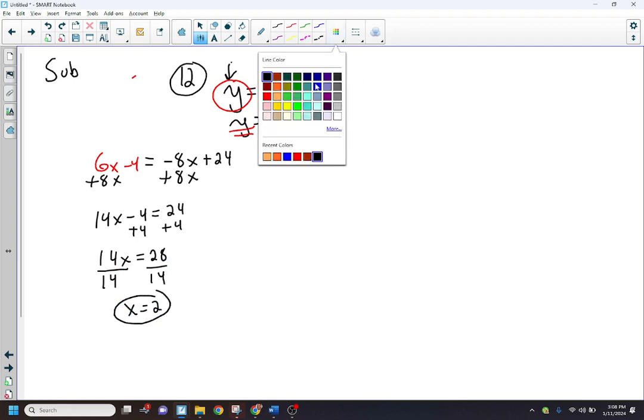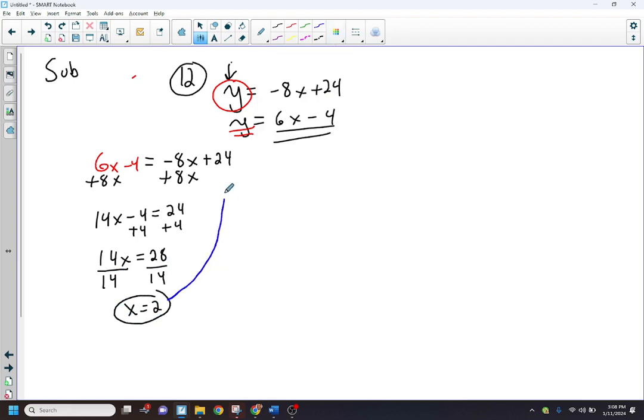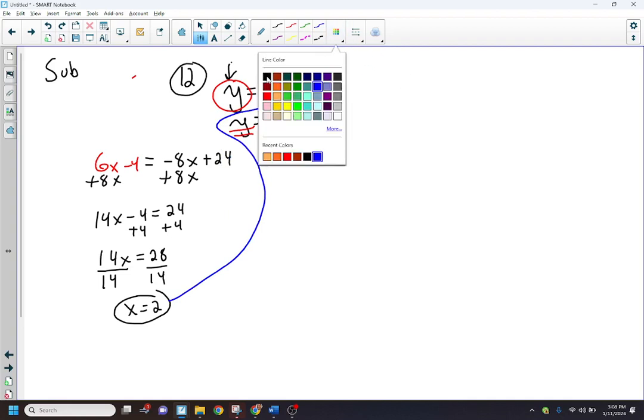But wait, there's more. We're going to take the 2 and plug it into one of the original equations. I'm going to do the bottom, to be honest. Why do you gotta be like that? I'll do both just to prove it. Okay. Can I read it to you? y equals negative 8.